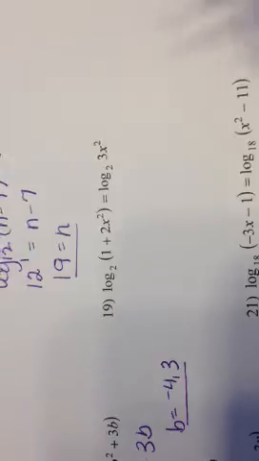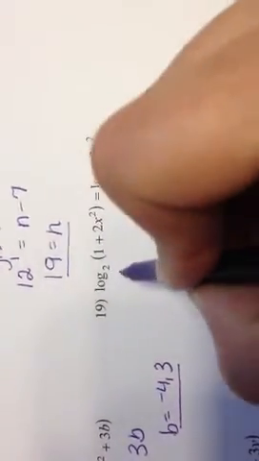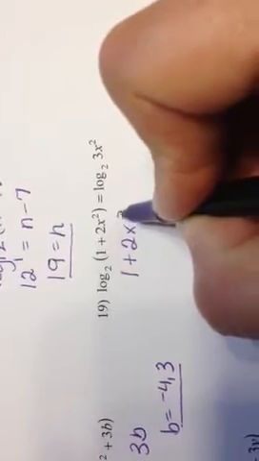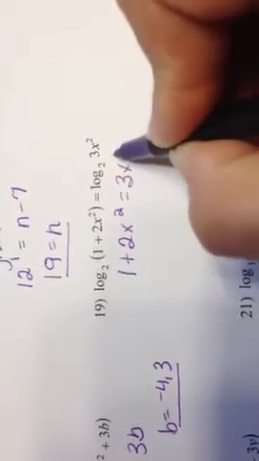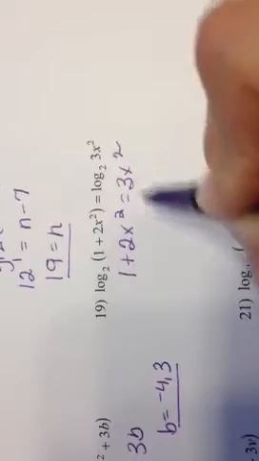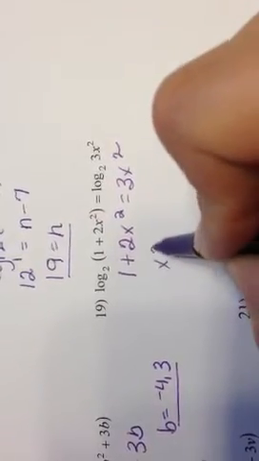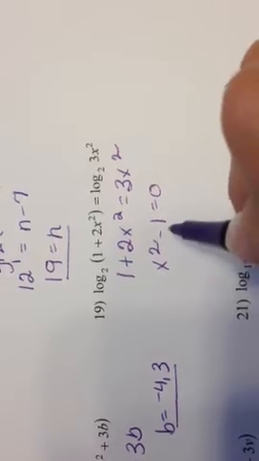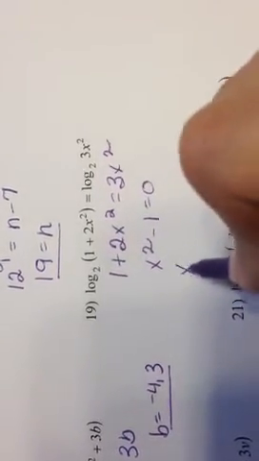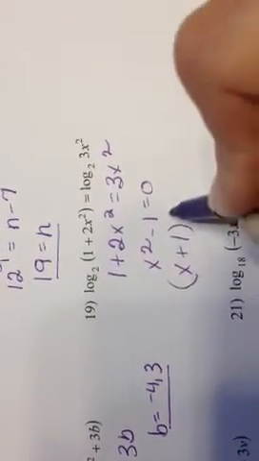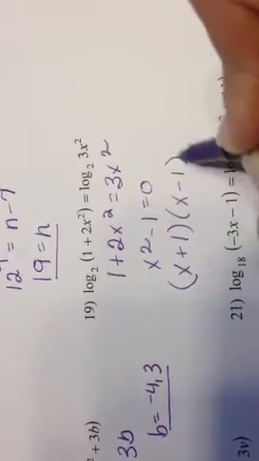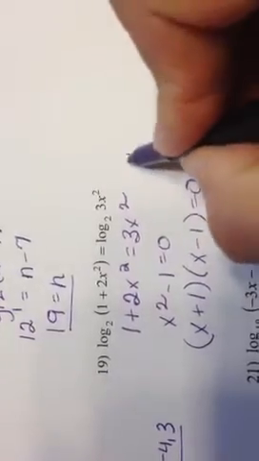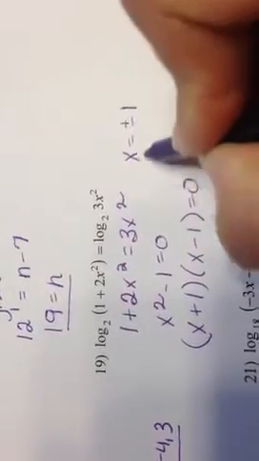Number 19, we again have a common base, so I can set them equal to each other. 1 plus 2x squared is equal to 3x squared. I'm going to set it equal to 0 because again we have a quadratic. And here we have x squared minus 1, which is the difference of two squares. So it's a quantity of x plus 1 times a quantity of x minus 1. That gives me two solutions. That gives me x equals positive or negative 1.